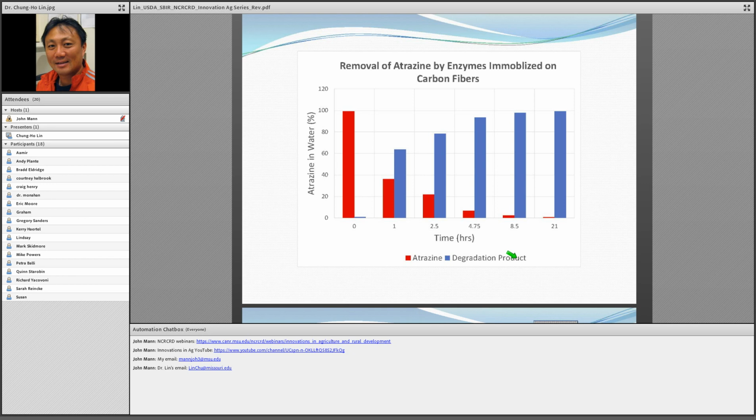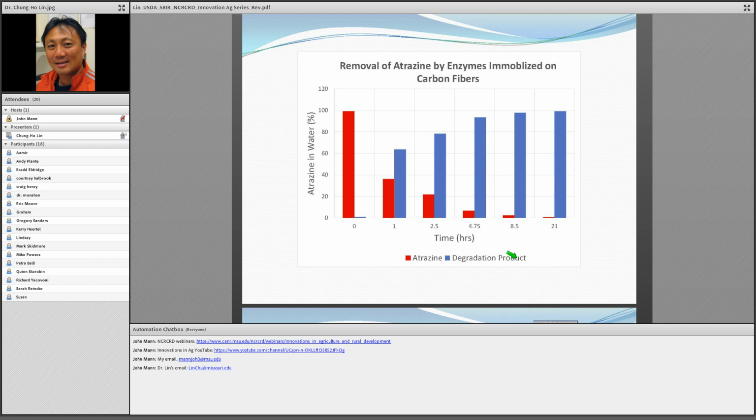As you can see, the red color represents the percentage of atrazine in the groundwater, which is almost equivalent to 1,000 ppb. Once it passes through this reactor, within 2.5 hours, more than 70% of atrazine was degraded into degradation products. Within 5 hours, more than 95% of the atrazine was degraded. Within 21 hours, more than 99% of atrazine was degraded.